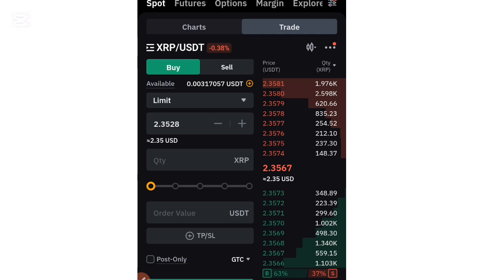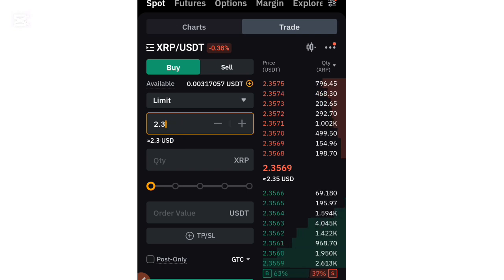This is where you can set it. You can change this to 2.2 something, right? Maybe 2.251, because you believe that this coin is still going to go down to this extent. Then you put the amount of XRP you are buying.